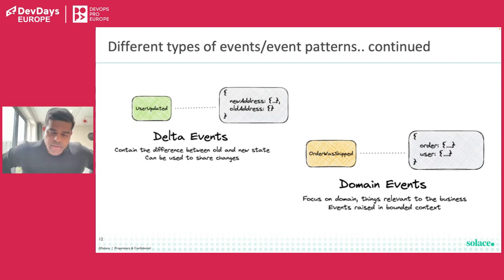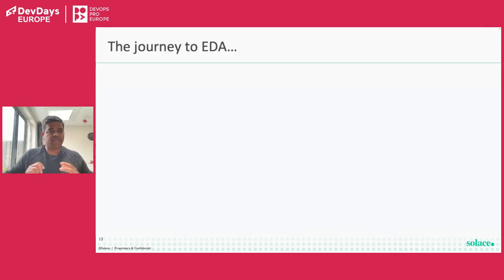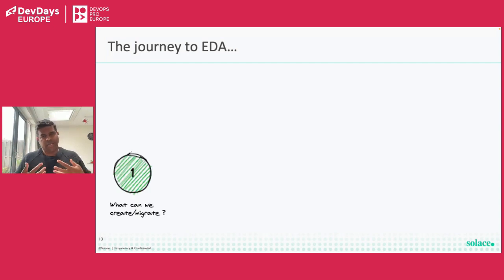Okay, so how do you get started on your EDA journey? The road to implementing EDA does not happen overnight. It's a technical journey, but as we mentioned before, it's a journey for your organization and its business processes as well. There are many benefits to building event architectures or applications, but the implementation itself is a continuous effort. So, firstly, you would start off with identifying what we can create or migrate, right? That's the first use case that we want to see.